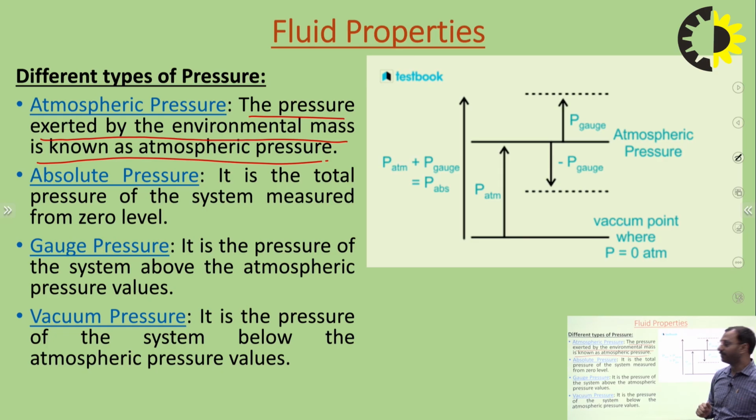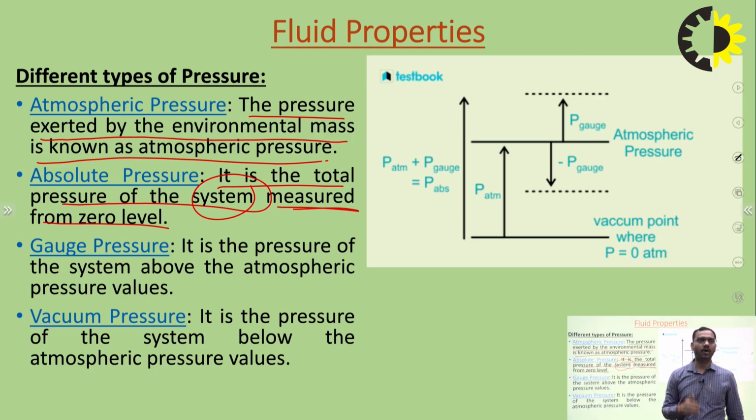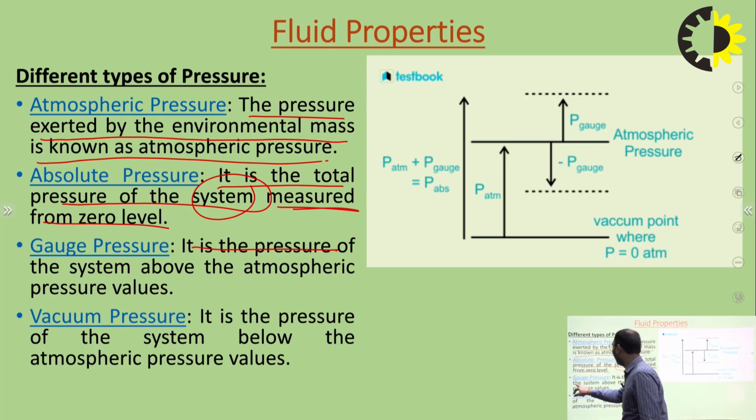Then what is absolute pressure? It is the total pressure of any system measured from the zero pressure line, and is called absolute pressure. Then what is gauge pressure? It is the pressure of any system above the atmospheric pressure value, and is called gauge pressure.